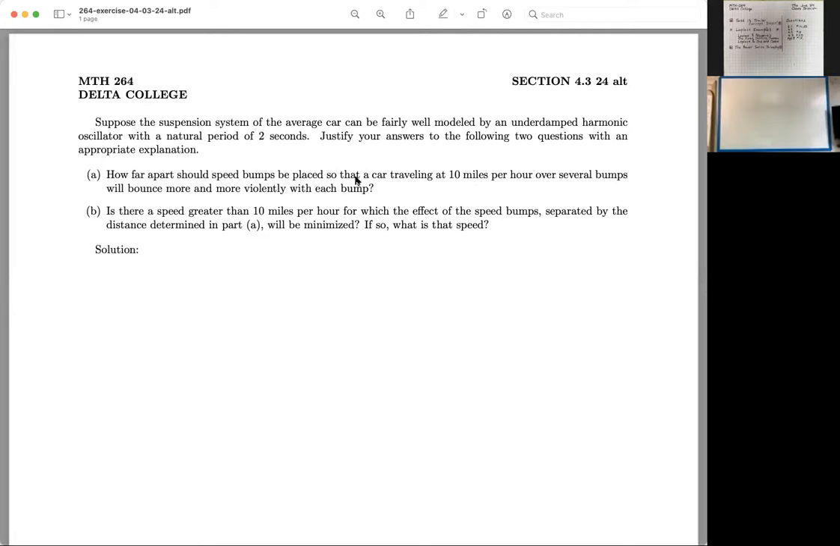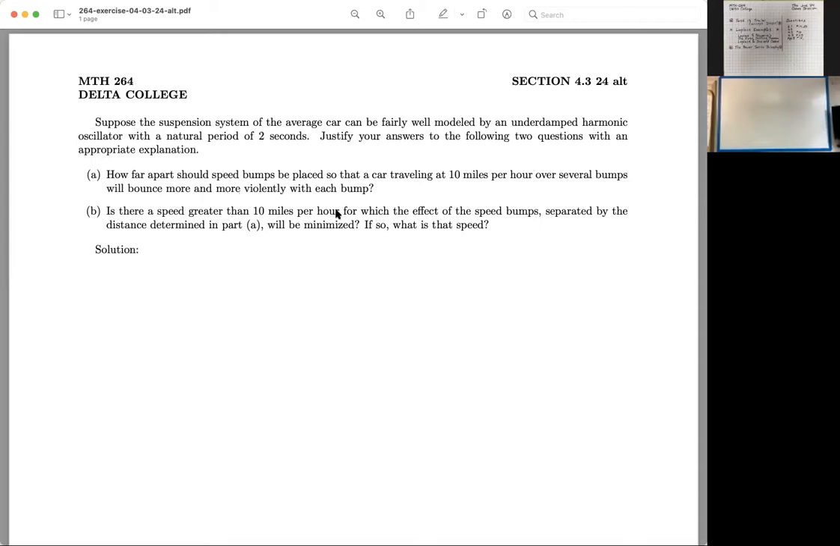How far apart should the speed bumps be placed so that a car traveling at 10 miles an hour over the speed bumps will bounce more and more violently with each bump? That question was in the book. And I think there's a definitive answer to that. Although I pointed out last time, this idea of more and more violently, I'm not sure entirely what the authors were aiming at, since we're underdamped. So maybe they were just being casual in their language.